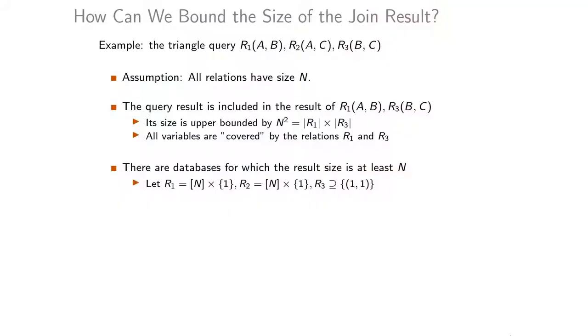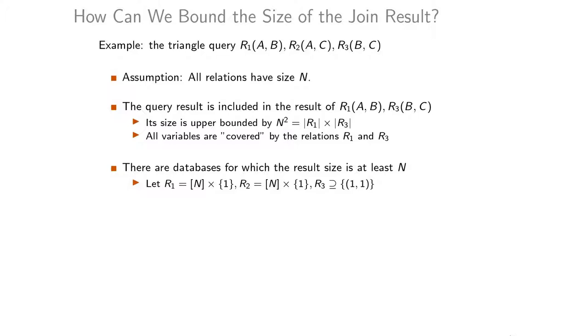the triangle? Well, in the case of the triangle, all relations have size n, right? For the query result, I use similar reasoning as in the previous case. If I take the relations R1 and R3, which anyway cover all the variables, and take their Cartesian product, and use relation R2 only as a filter, I get an upper bound of n squared as well. But what about lower bounds?